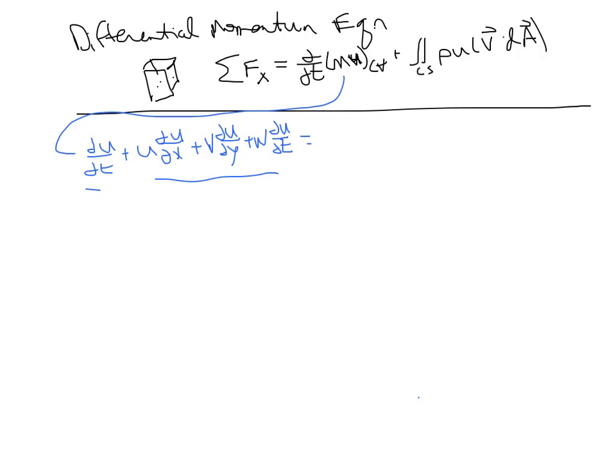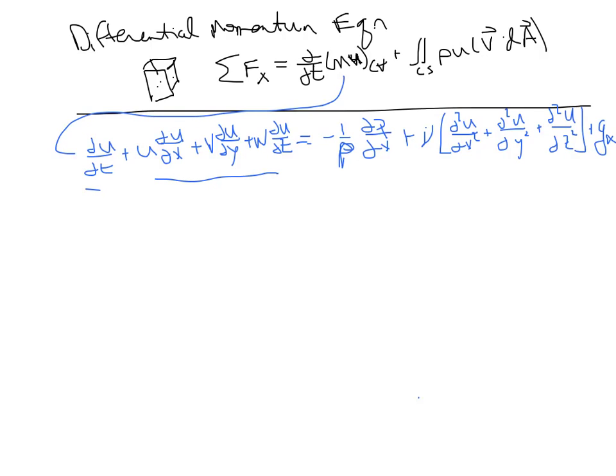The right-hand side are the forces. We have the normal force, minus 1 on rho, that's the density rho times dp dx, plus then a viscous term, which is nu times d squared u dx squared, plus d squared u dy squared, and the second derivative with respect to z. Finally, if there is gravity acting in the x direction, we have g sub x.